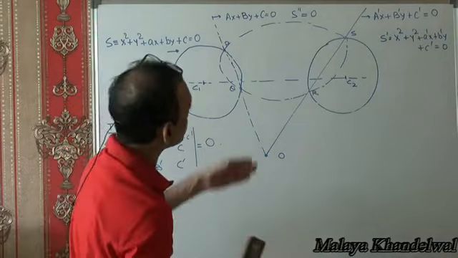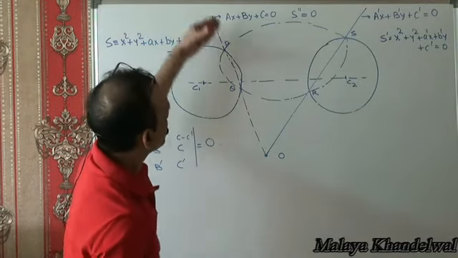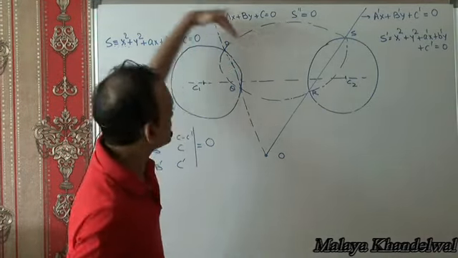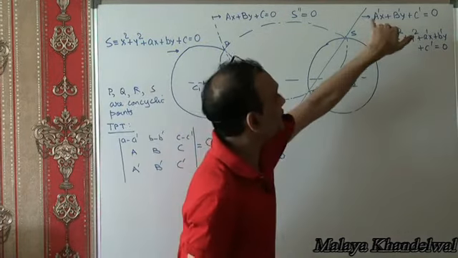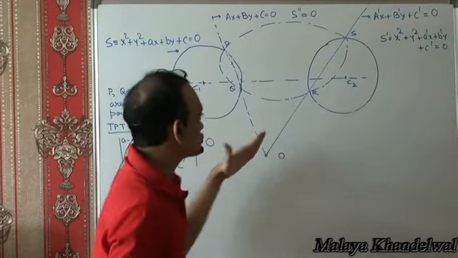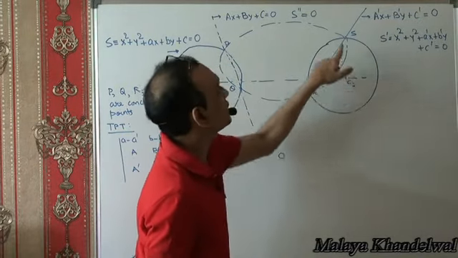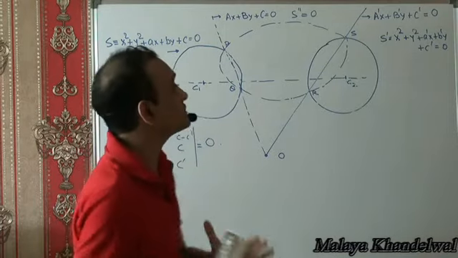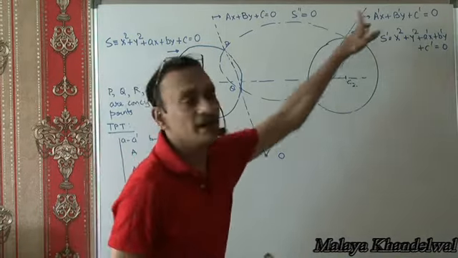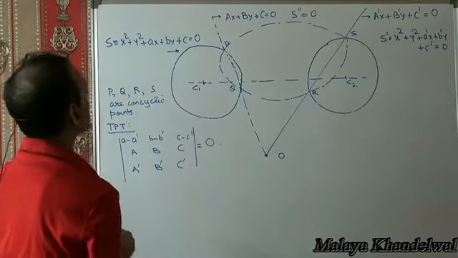And there are two lines. There is one line, ax plus by plus c equal to 0, cutting this circle at P and Q, and there is another line, a prime x plus b prime y plus c prime equal to 0, cutting this circle at R and S, right? Now what's given is that P, Q, R, S are concyclic points.